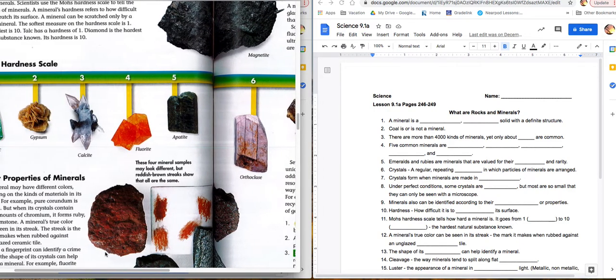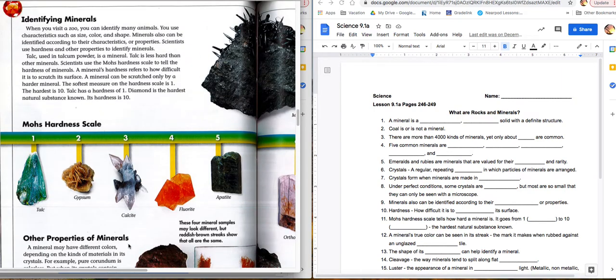All right, turning the page. Going too far. Here we go. Let's learn how we identify minerals. Okay, when you visit a zoo, you can identify many animals. You can use characteristics such as size, color, and shape. Minerals also can be identified according to their characteristics, or we might use the word properties. Okay, so you got characteristics for your notes, guys. Properties would be another thing that you could use to identify those.